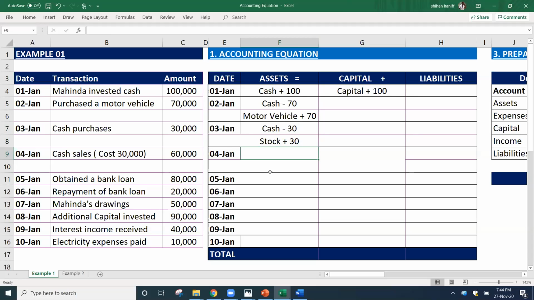Sales. Cost is 30. So that means 30,000 worth of stock we are giving. Stock will be minus. And we will get cash 60. And there will be a profit of 30. 30,000 worth of stock selling for 60.